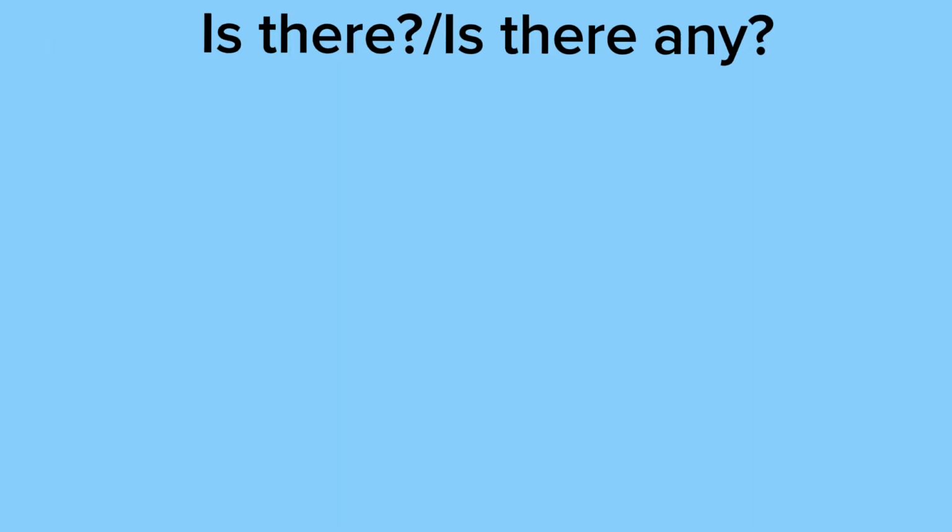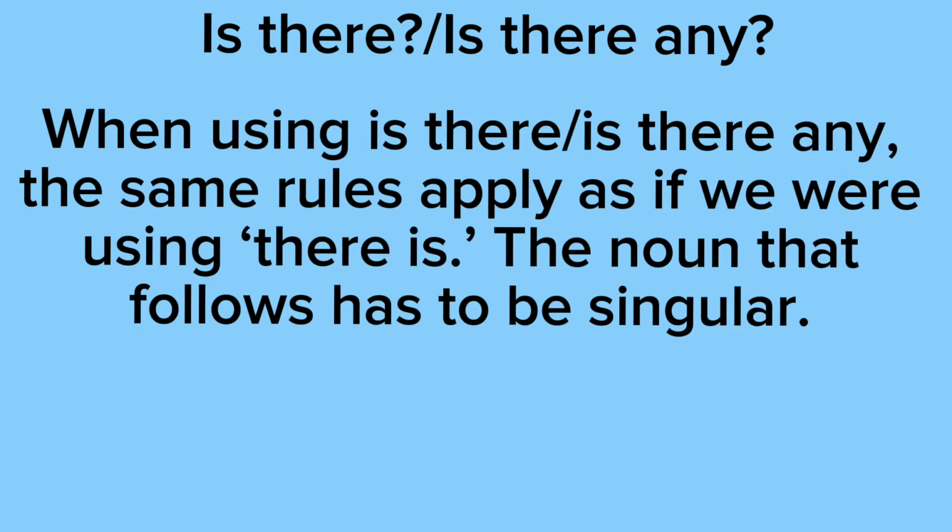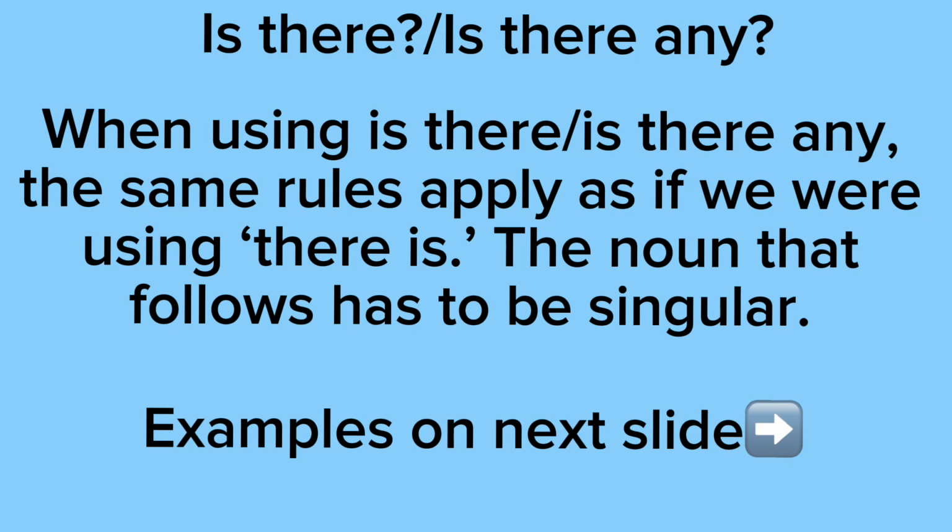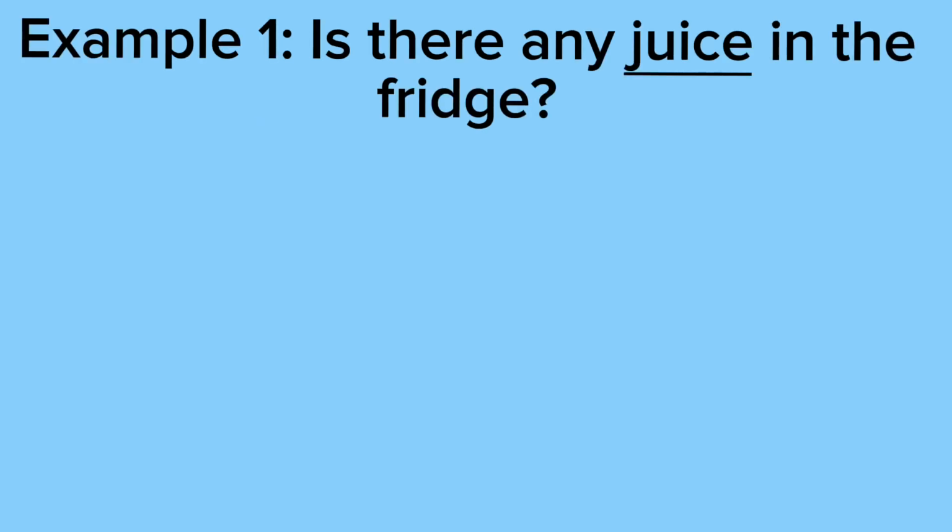Next, we have is there and is there any. When using is there and is there any, the same rules apply as if we were using there is. The noun that follows has to be singular, and there will be examples on the next slide. So our first example says, is there any juice in the fridge? As you can see, juice is an uncountable noun, so we will use is there.